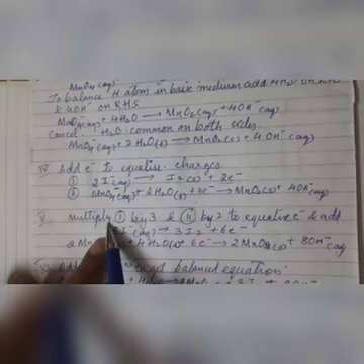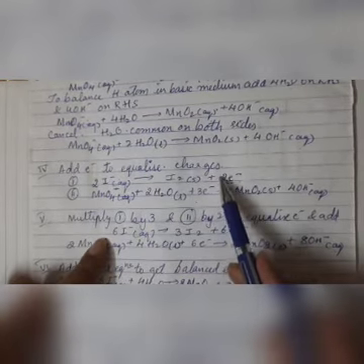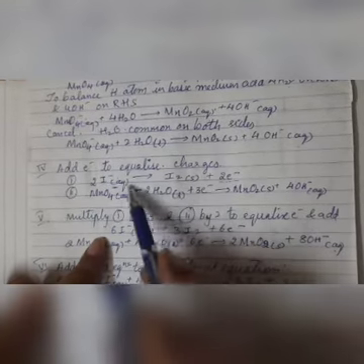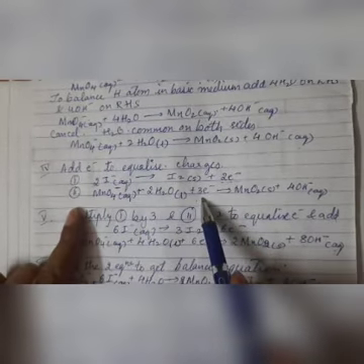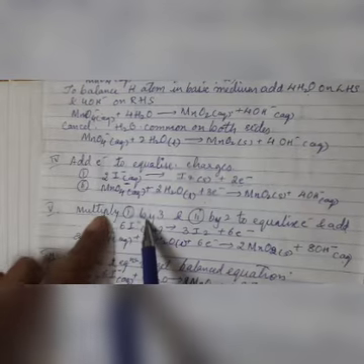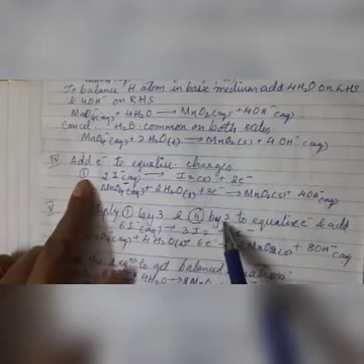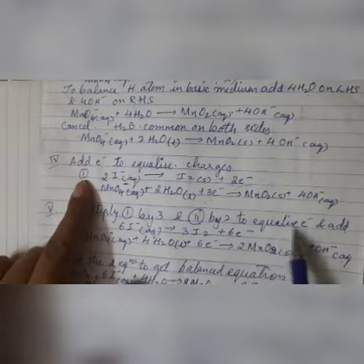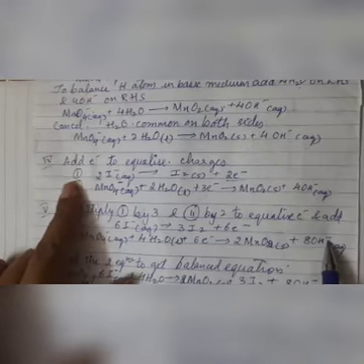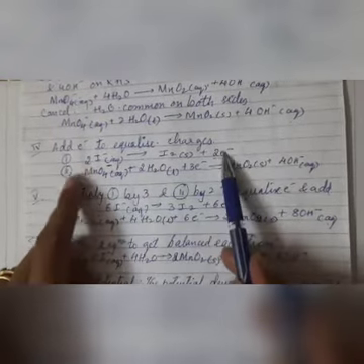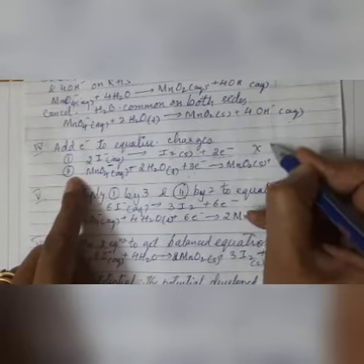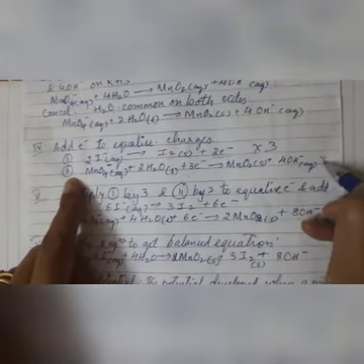Now we have to cancel the charges. How to cancel? Multiply this equation by 3, multiply this equation by 2. So multiply equation 1 by 3 and second equation by 2 to equalize the electrons, and then you have to add it. So what you are going to get, if you multiply this one by 3, and you are going to multiply this equation by 2.